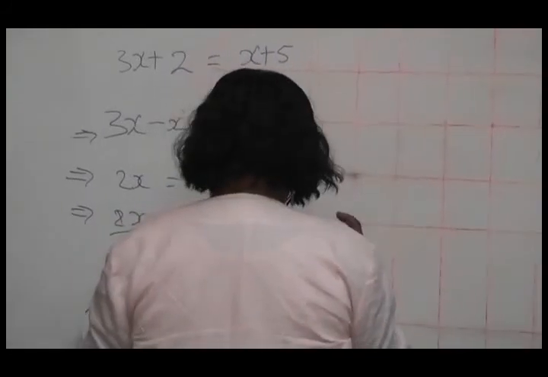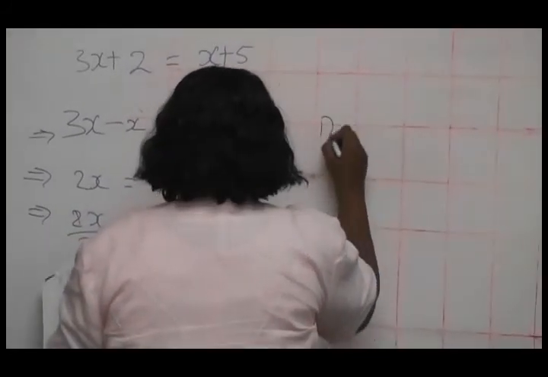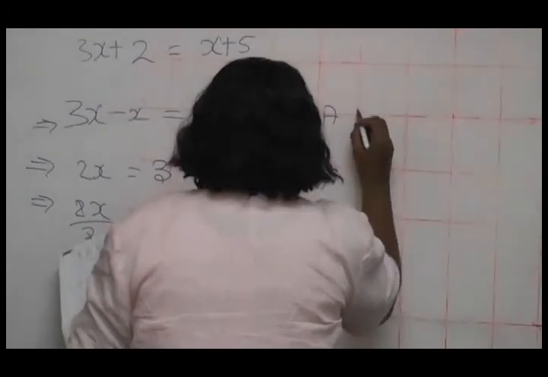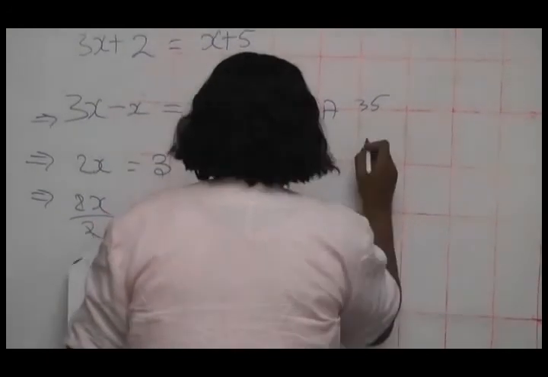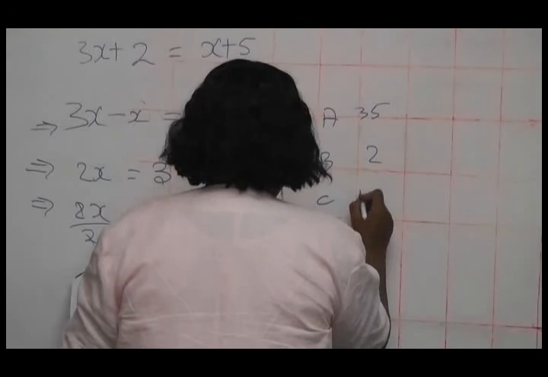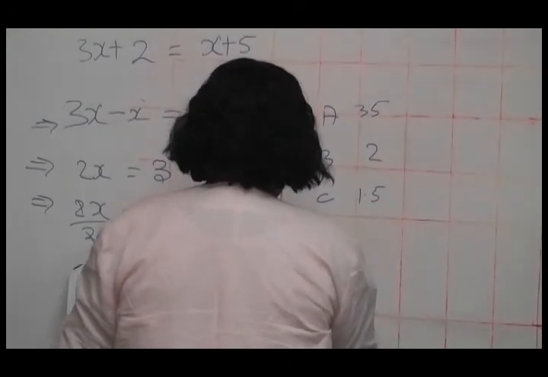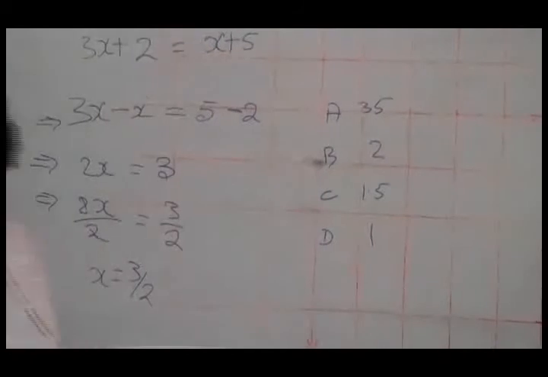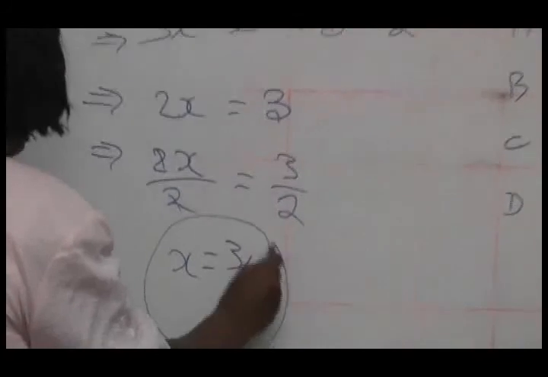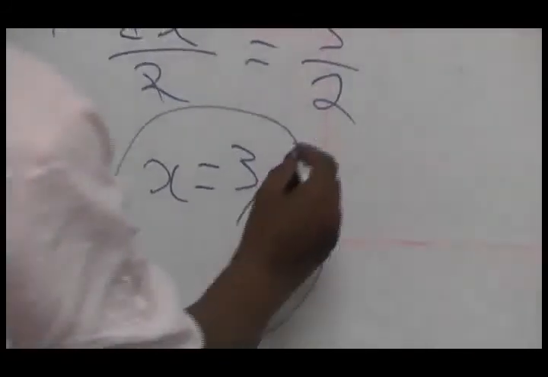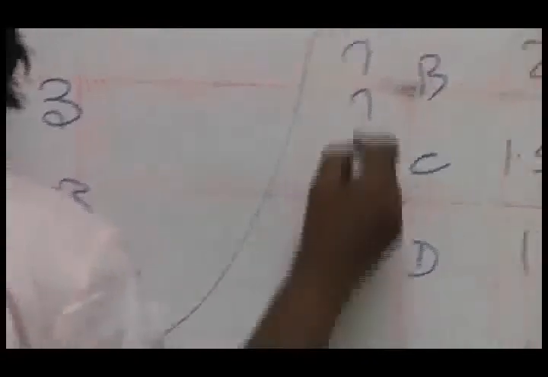Now I want to show you the choices that they gave you. A is equal to 35, B is equal to 2, C is equal to 1.5, and D is equal to 1. We said the answer was x is equal to 3 upon 2, and they're matching. Do they have that number anywhere over here? Yes, as the choice. Where? It's in decimal form.